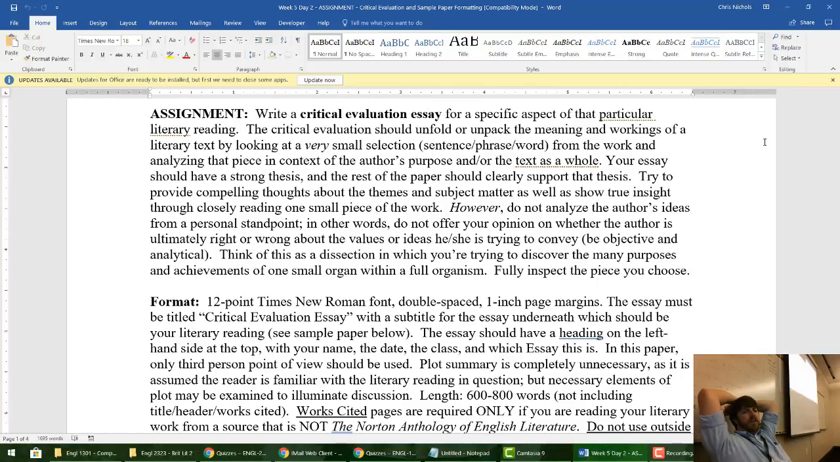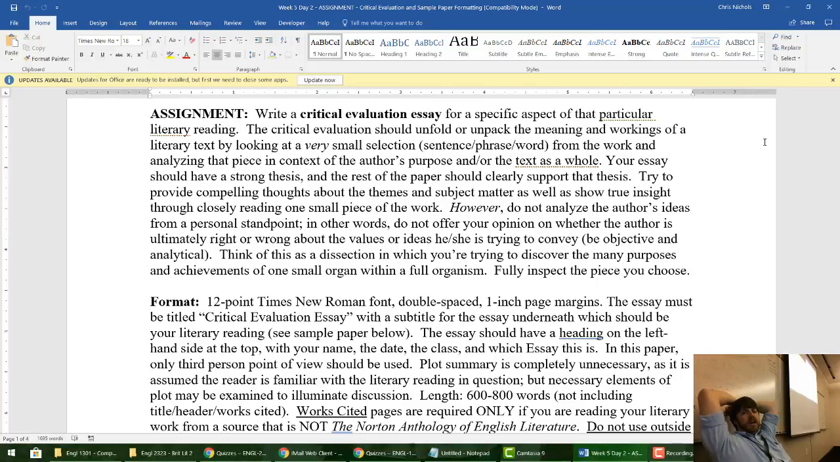So your essay should have a strong thesis, and the rest of the paper should clearly support that thesis. Your thesis, though, is essentially this: the piece that I have chosen is incredibly important to the themes or whatever literary elements of the entire work that you've chosen. It's not like you're having to do a complicated thesis, just this piece is important and here's why. Try to provide compelling thoughts about the themes and subject matter, as well as show true insight through closely reading this one small piece of the work.